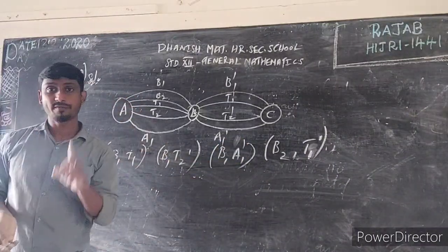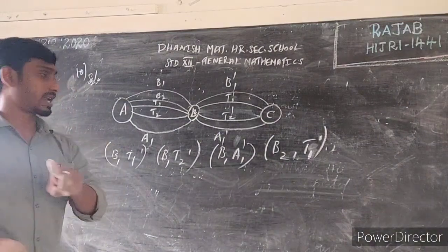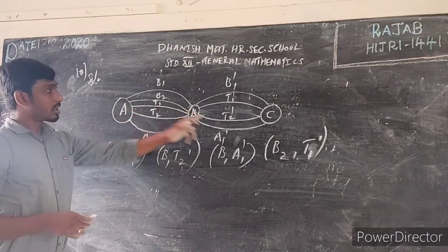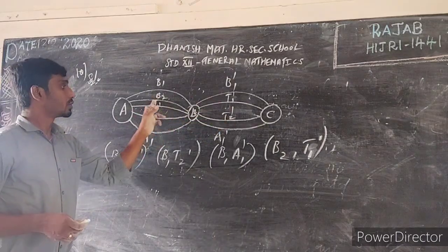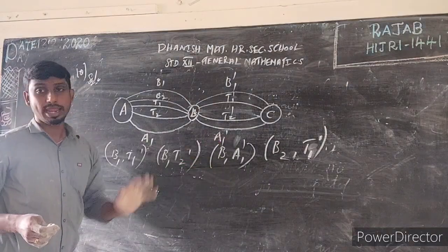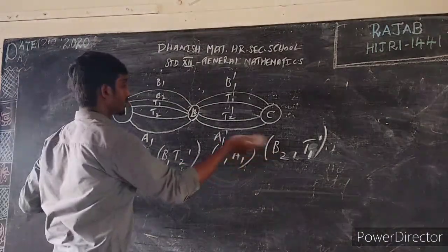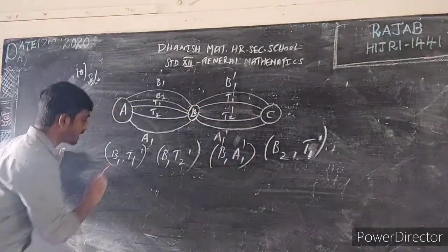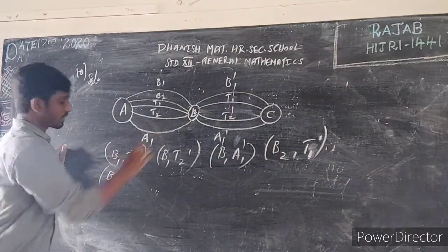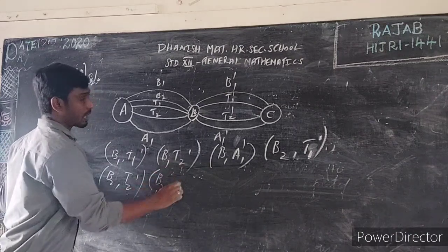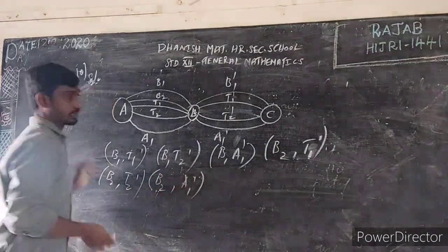What is the question given? Without using similar mode of transportation. So B1 is a bus route, and a bus route will be traveling to the train route. B1 will be transferred to T2 dash, and B1 will be transferred to the A1 dash mode of transportation. So now comes B2. B2 will be T1 dash. Then you have to write like this: B2, comma, T2 dash. Then B2, comma, A1 dash.